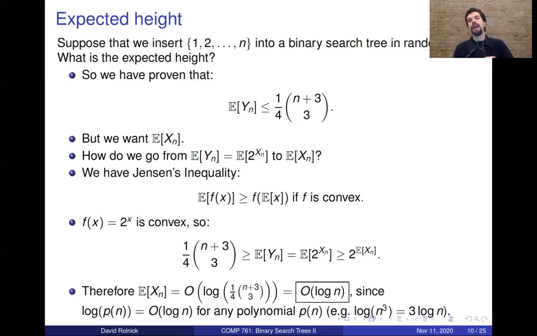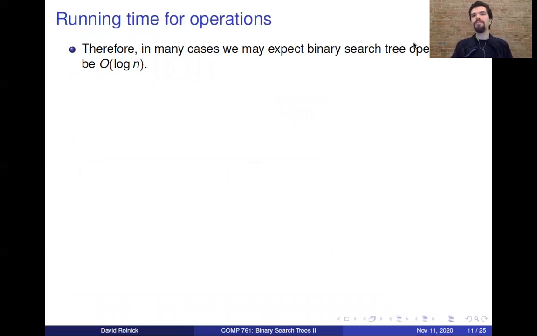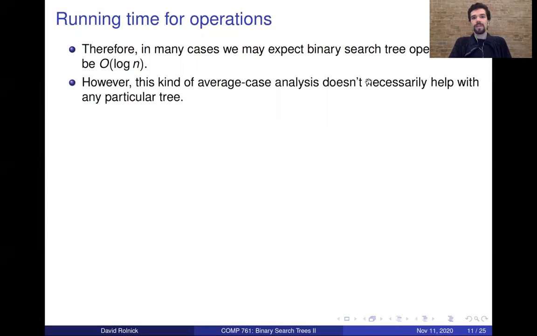Shouldn't we have to take into account the time complexity of inserting in random order? Oh, so let's think about what this means. In many cases, we would expect a binary search tree to have height of order log n. So we'd expect the operations to be order of log n if the binary search tree came from randomly inserting things. But we don't know that it did. It doesn't necessarily apply to any particular tree.